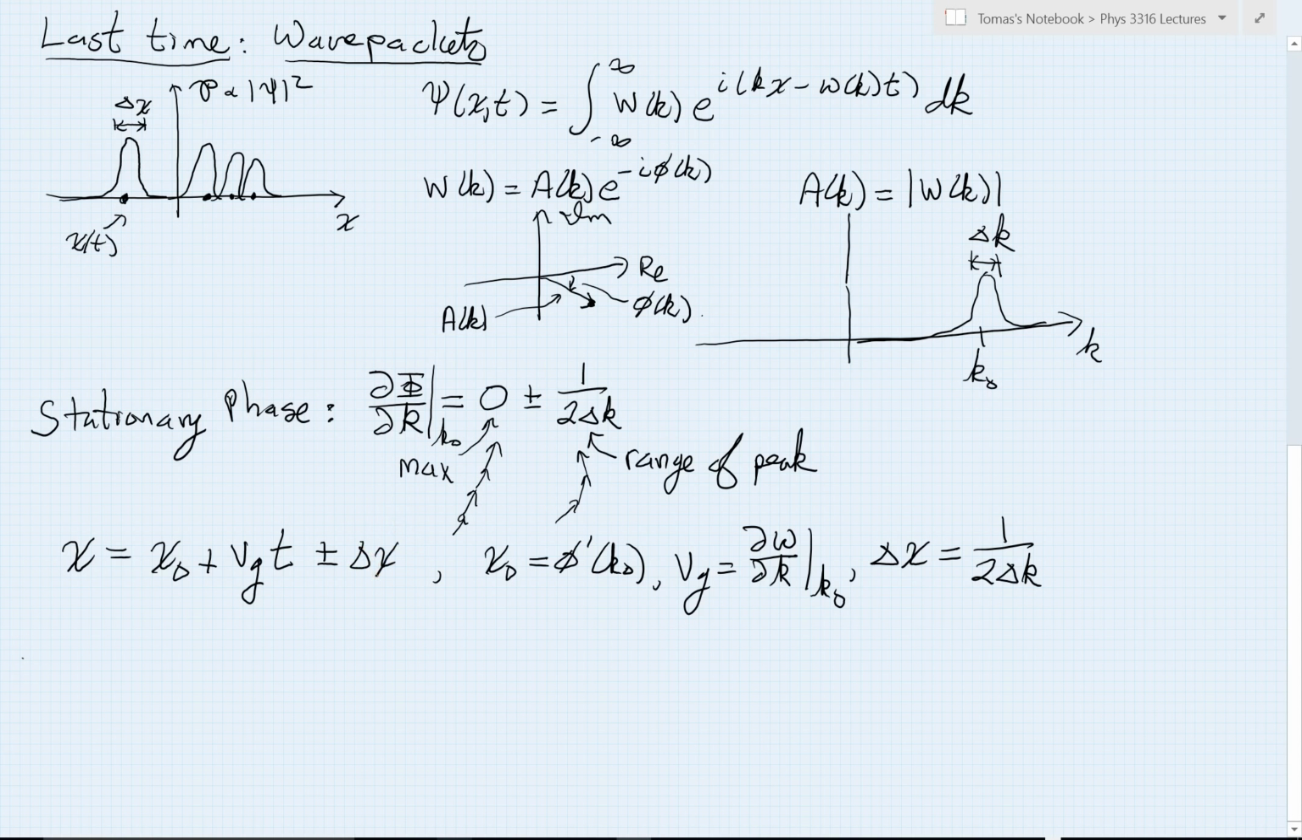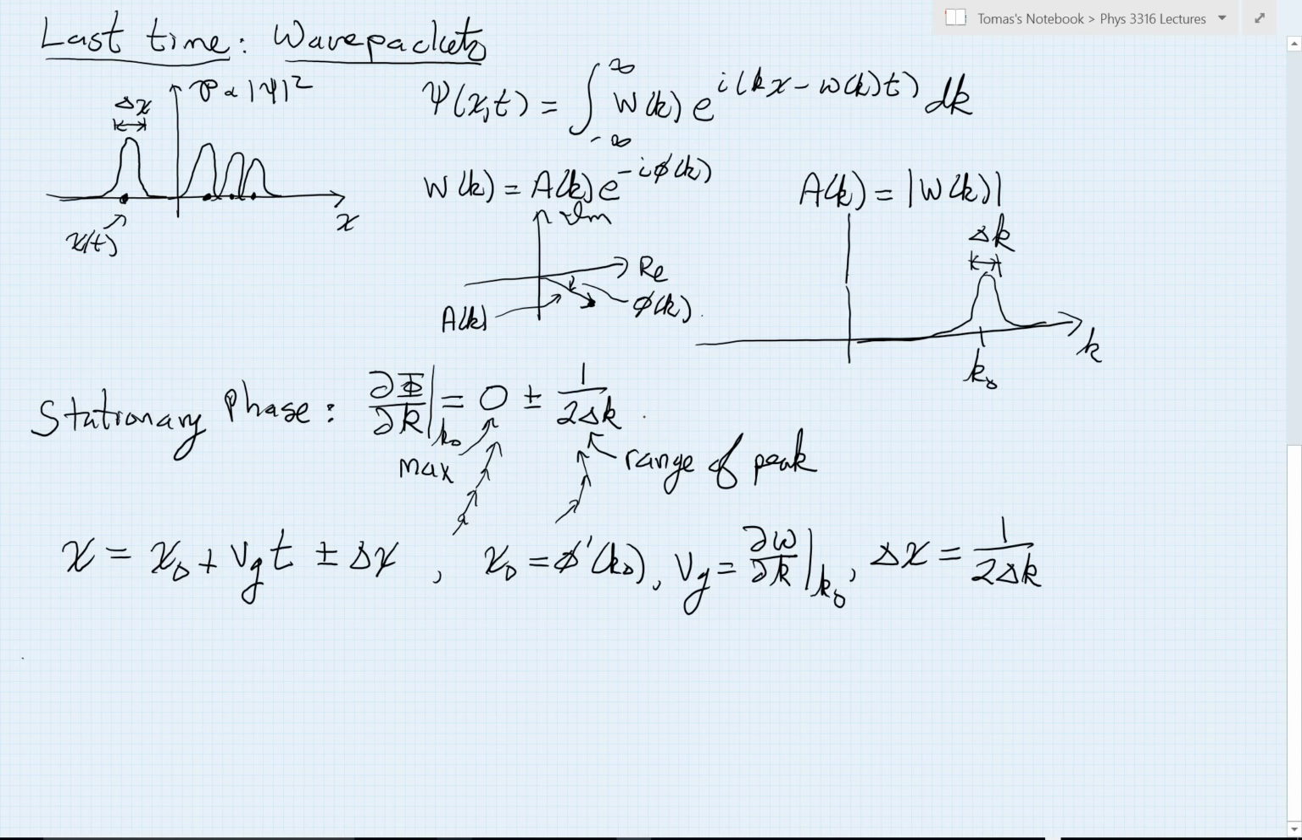And we could then read off from our stationary phase analysis what each of these constants were. The initial position has to do with the phase derivative of the weights near k₀. The group velocity has to do with the derivative of the dispersion relation near k₀. And finally, this Δx was given precisely by this term here.